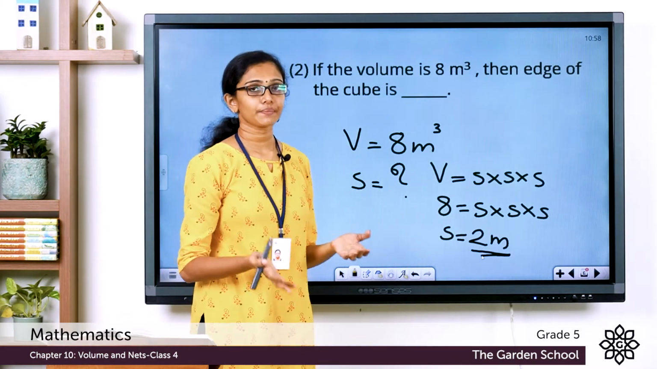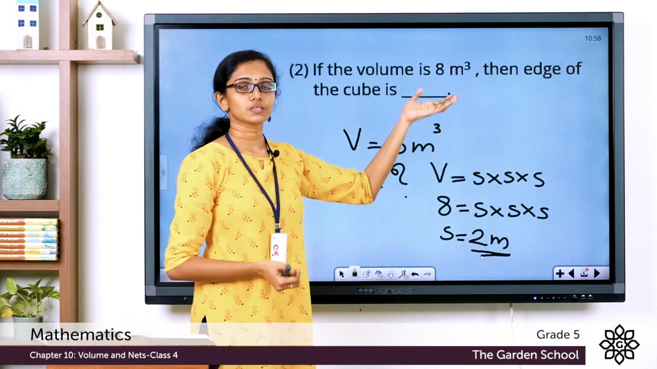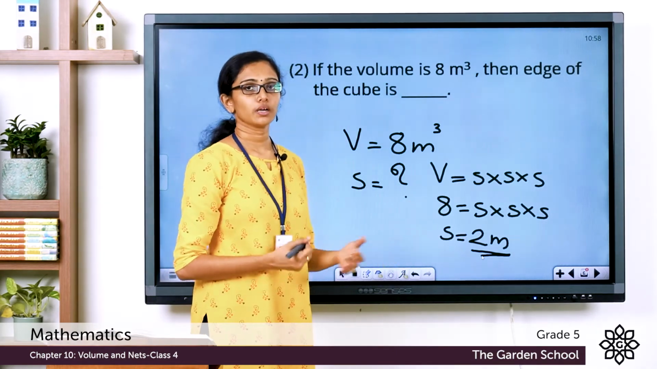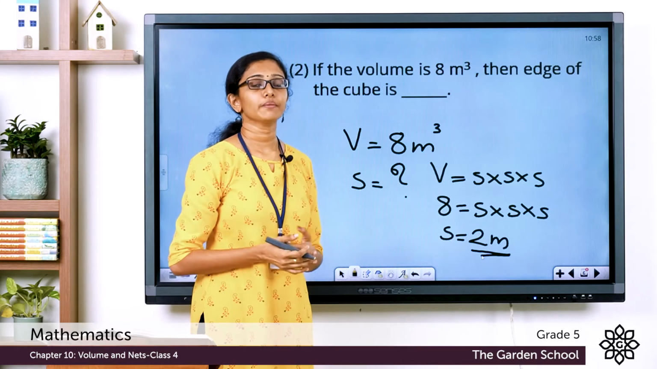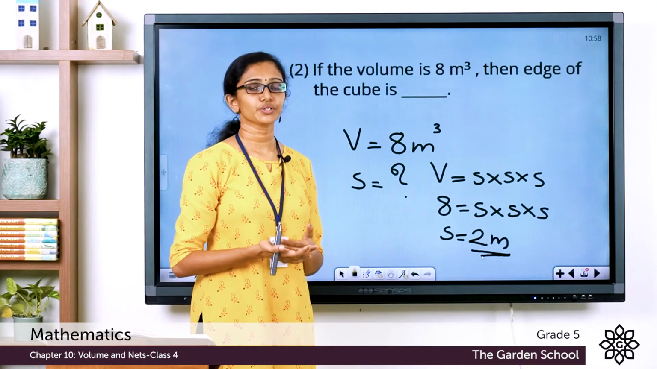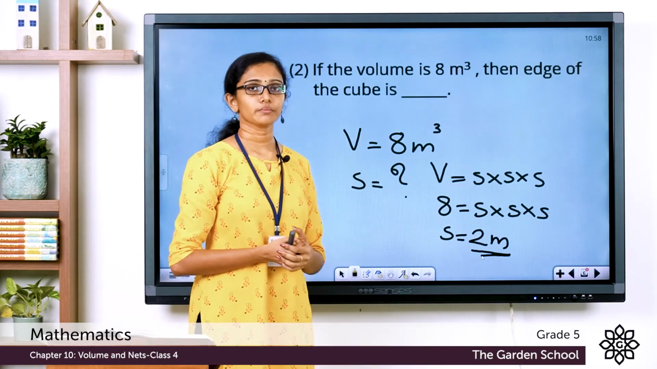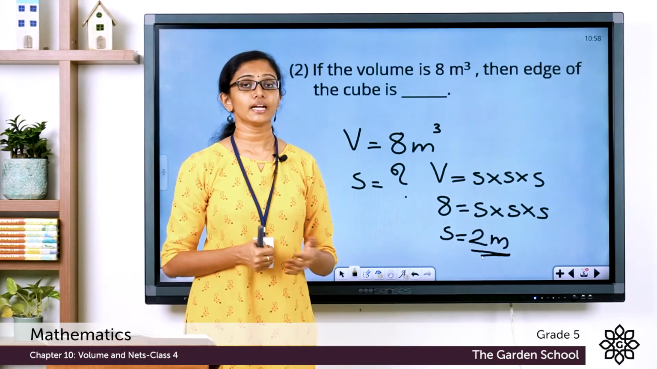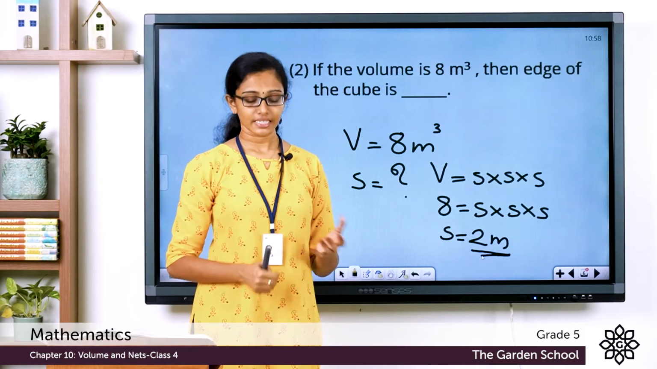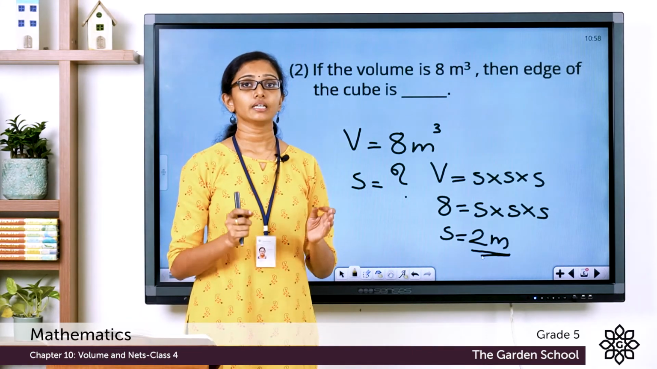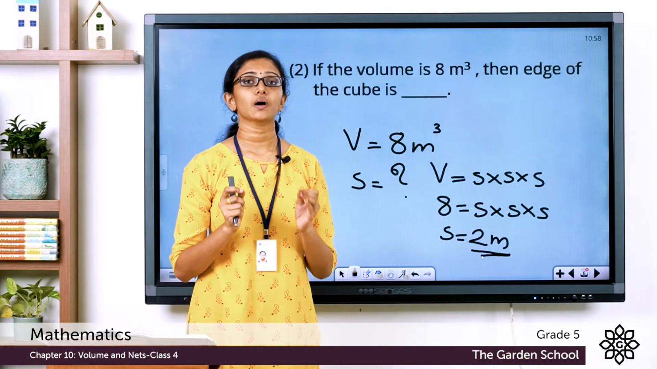So this method can be applied when the volume is small. We can easily guess what is the side given the volume. But what if the volume is a big number? It might be hard for you to find out what should be multiplied 3 times to get the given volume. In that case, how would you find out the edge if a volume is given? See, given the volume, you can find the edge of a cube by finding the cube root of the volume.